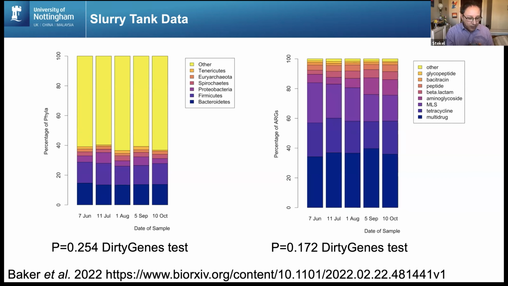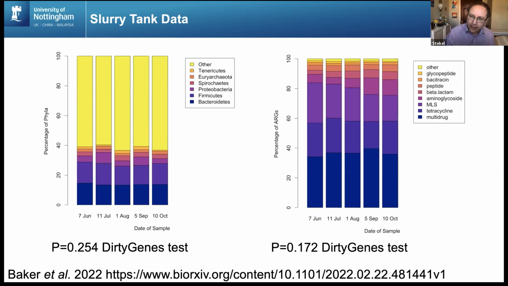And the reason is that actually the DirtyGenes test tends to work better in terms of meeting the assumptions of the Dirichlet distribution hypothesis for those categories that have at least 1% of the population. And on the right hand side, I've done exactly the same with the antimicrobial resistance genes, or at least the gene classes.